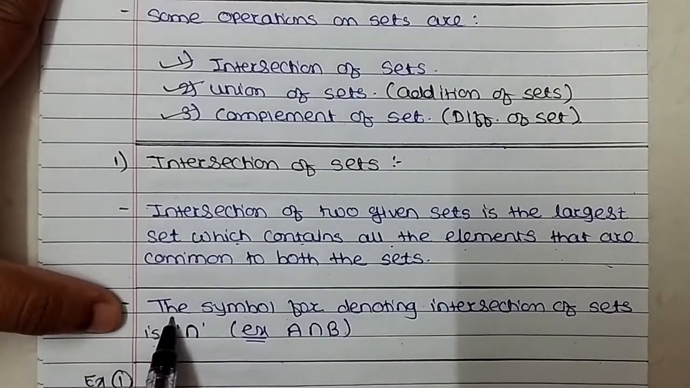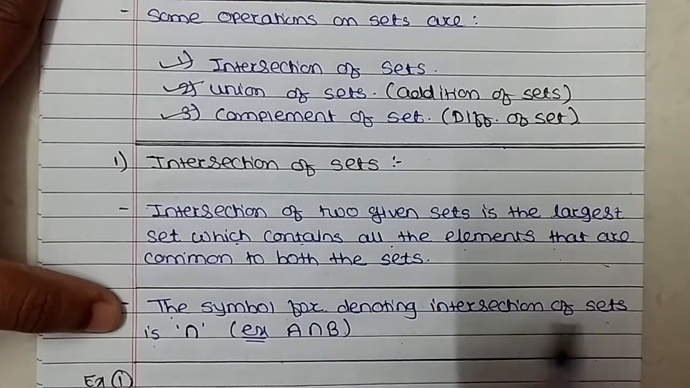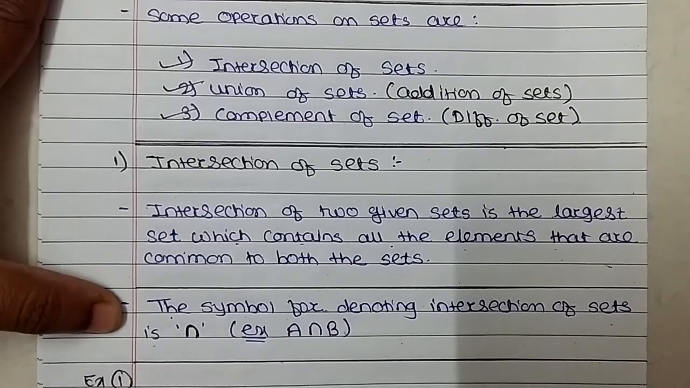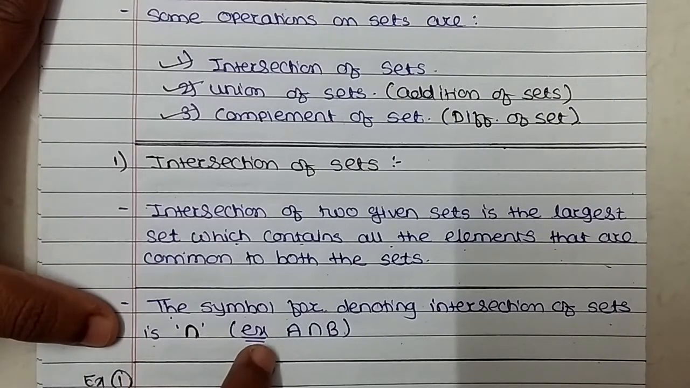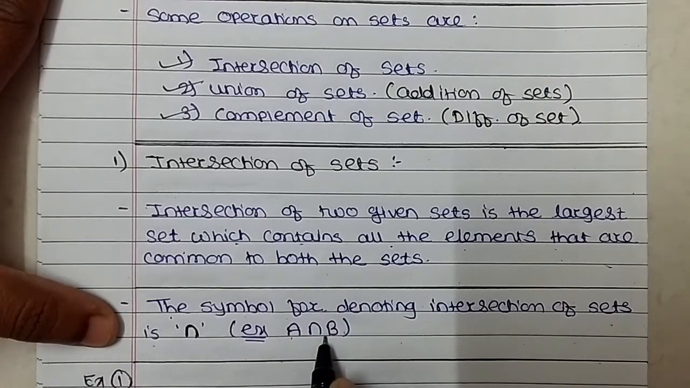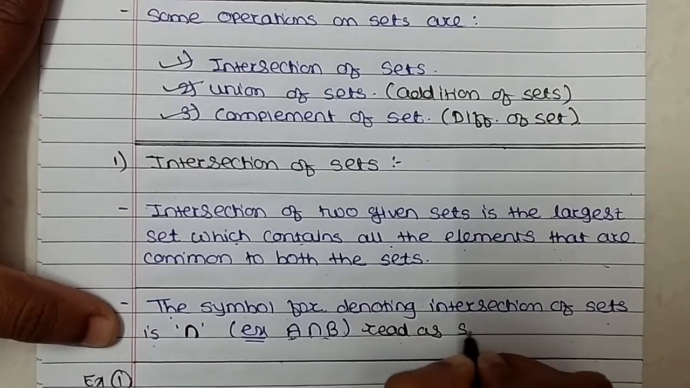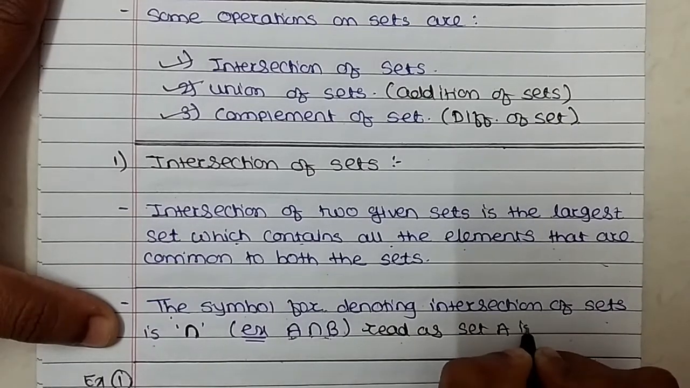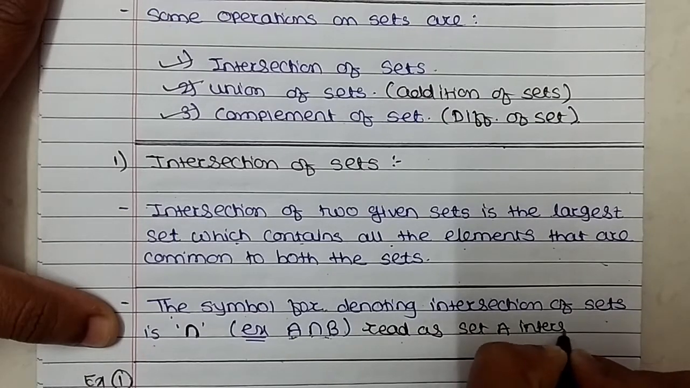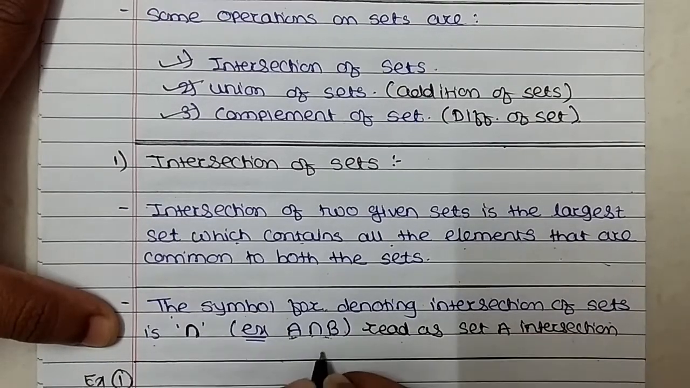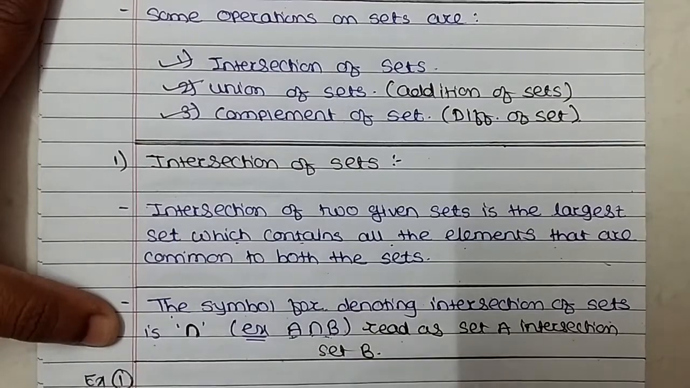We will discuss with the help of one example how to calculate the intersection of sets. Before that, this is the symbol for denoting intersection of sets. Suppose there are two sets A and B. Then the intersection of these two sets is indicated as A intersection B, read as set A intersection set B. Clear?